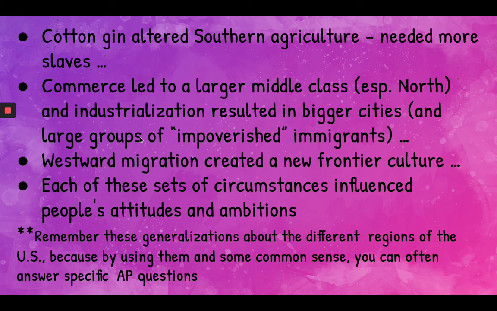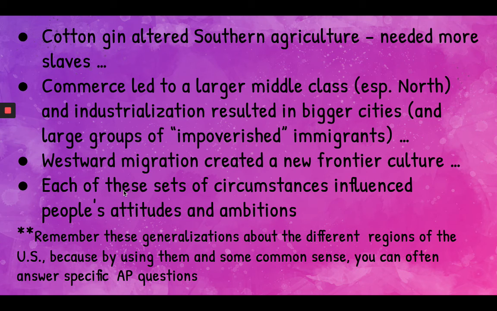The cotton gin altered Southern agriculture. We talked about this in the last period. Again, that's how social and economics kind of blend together, because slavery was a part of the hierarchy and the social classes of the South, but the reason they needed more slaves was because of the invention of the cotton gin and the profitability of cotton.